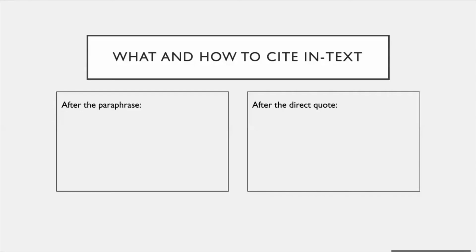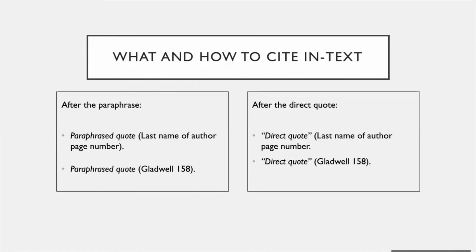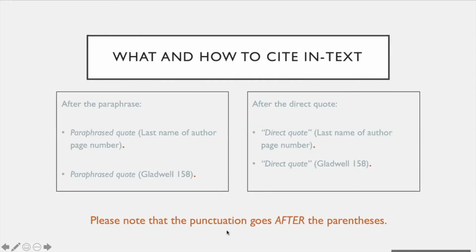Okay, part 4 is in-text. So you can paraphrase, correct. But again, like we were saying earlier, you want to make sure you have the punctuation at the end. And then for both paraphrasing and direct quotes, you have the last name of the author and the page number. So if we were reading Gladwell, we would say Gladwell, 158. And that is for both paraphrasing and quoting. And then, yes, I say the punctuation goes after the parentheses. I clearly make that point.